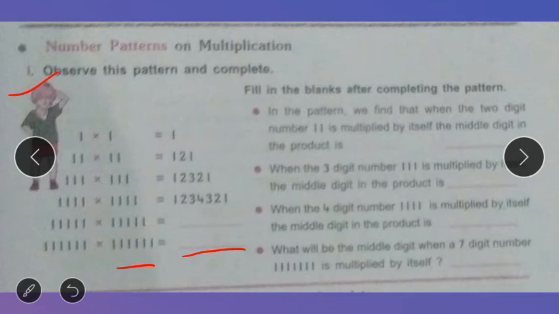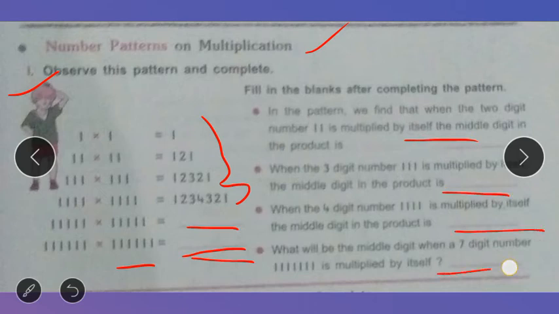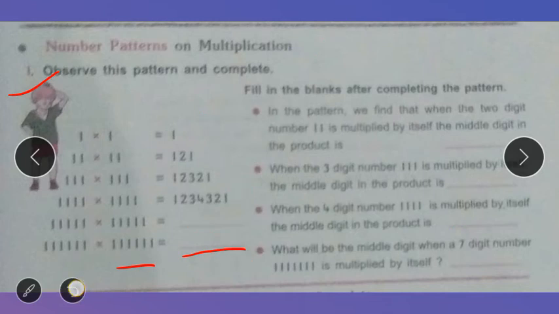You have studied that patterns are based on addition, subtraction, multiplication and division. Today we are going to learn number patterns on multiplication. Observe this pattern and complete. You have to observe these patterns and complete the given blanks. Here are the blanks. So for completing, first of all we have to read and understand how it works.